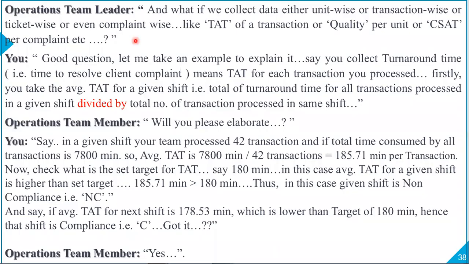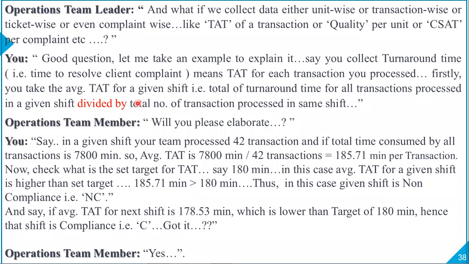The operational team leader asked, and what if we collect data either unit-wise or transaction-wise or ticket-wise or even complaint-wise, like TAT, or TAT of a transaction or quality per unit or CSAT per complaint? In that case, you responded, good question. Let me take an example to explain it. Say you collect turnaround time, that is the time to resolve a client complaint, meaning TAT, for each transaction you process.